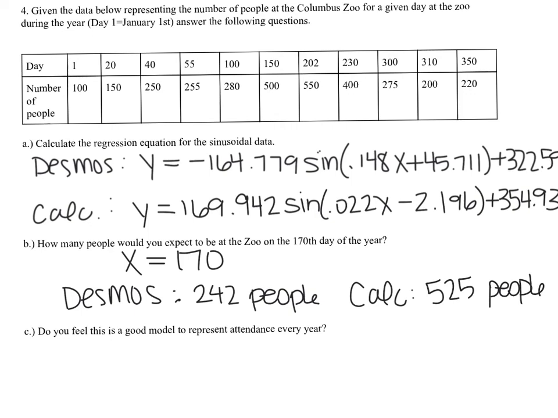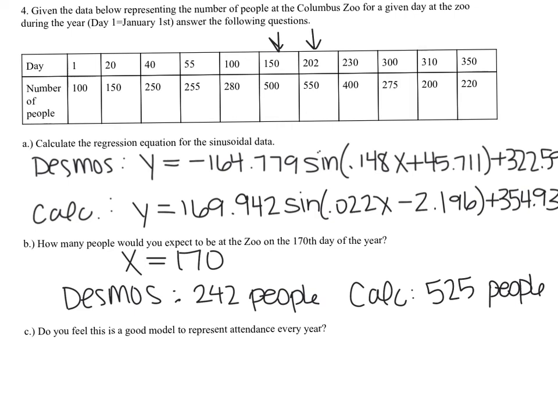And I would actually say in this example, the calculator gives you a better regression equation, because if you have Desmos pulled up and you look at the sine graph that fits with our data, 170 days falls between 150 and 202, and based on this information, the number of people grows from 500 to 550. So I would expect the number of people to fall somewhere between there, which our calculator equation does. But if you were to look at the Desmos, between those values, Desmos goes down and then back up again.